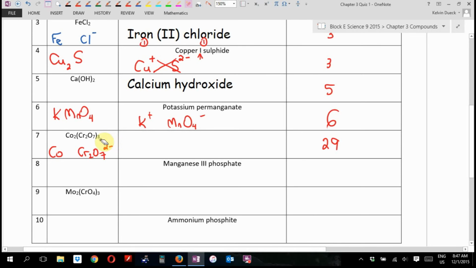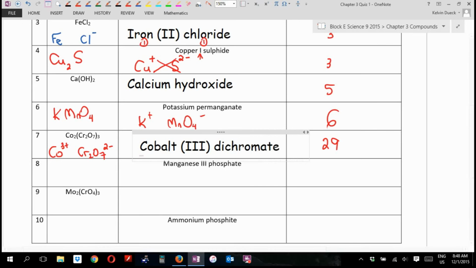So, how many positives do I have to have? Positive 6. How many cobalts, Brady, coming back to you because you were away? How many Cos do I have? So what does each one have to be worth so I get a total of positive 6? 3. That, again, that's a pretty hefty set of mental gymnastics. Apparently, this is going to be cobalt 3 dichromate. Wow.